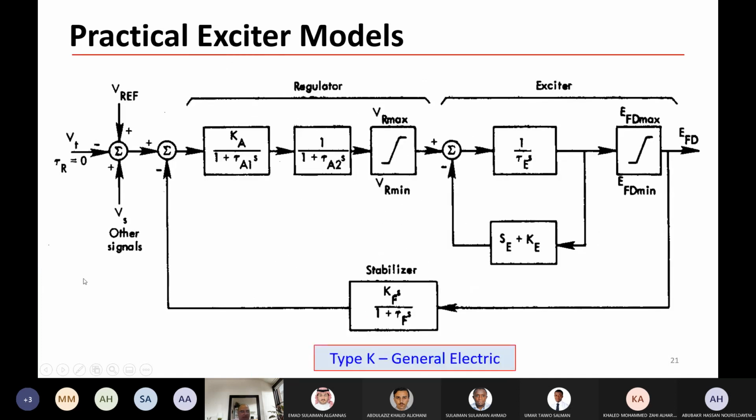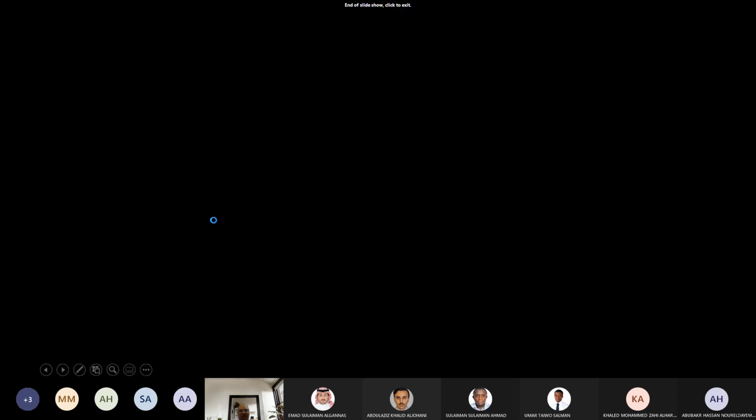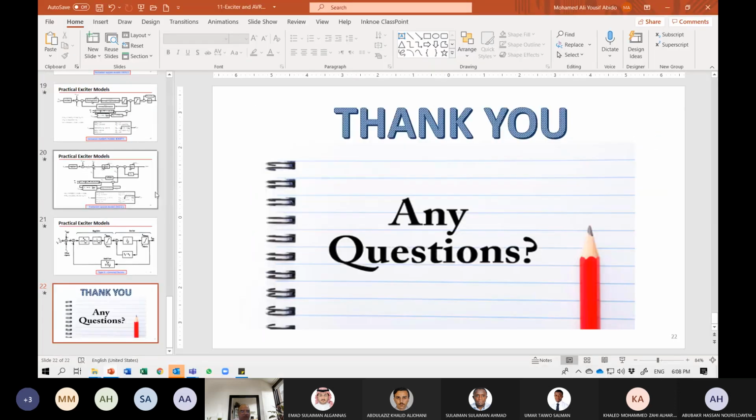You have here two blocks and so on. I mean, this is another one. You have here stabilizing transformer, regulator, and exciter. So these are some of the typical real-life excitation systems. Do you have any questions?